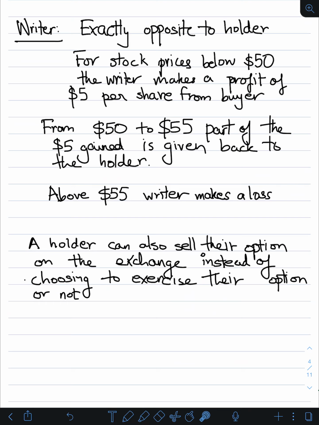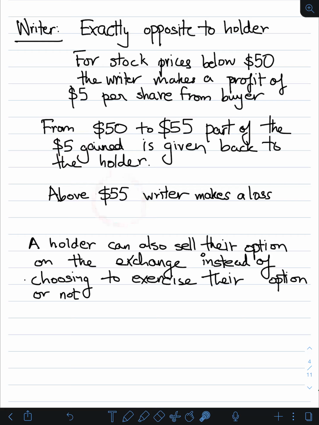So those are the three characteristics written here. Below 50, the writer makes a profit of $5 per share. Between 50 and 55, some of that $5 that you made is now given back to the holder. And above $55, the writer makes a loss.